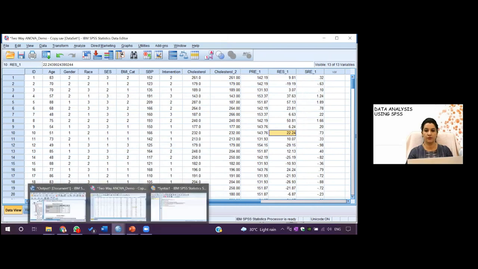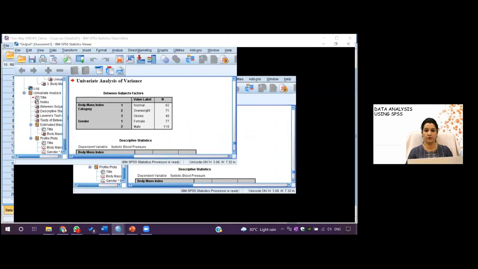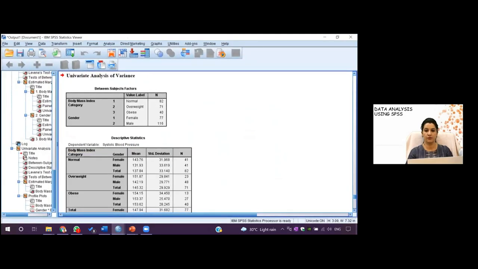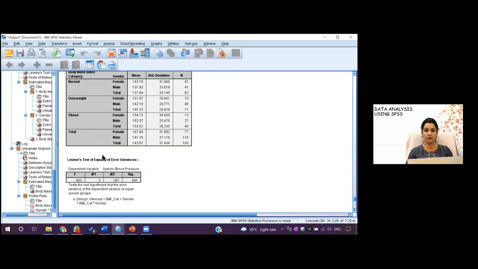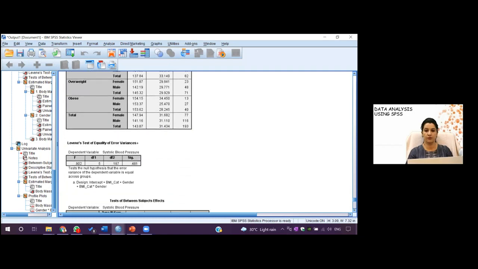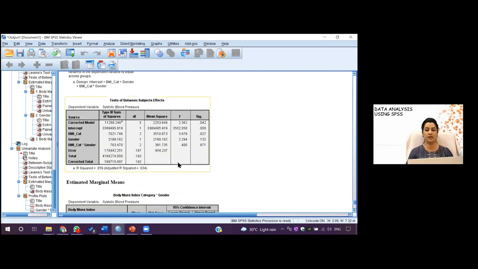And if you see the output, what you can see is that this is the univariate analysis of variance. This is the descriptive statistics. It is giving you the overall mean. And then if you come down, this gives you the Levene's test of equality of variance. You can see that this value is more than 0.05. And now the focus is on this table. So I will focus now only on this BMI cat gender, right?